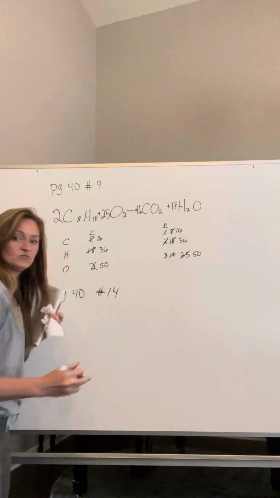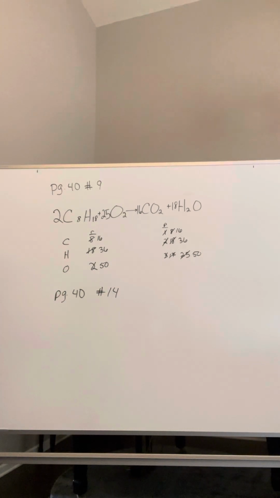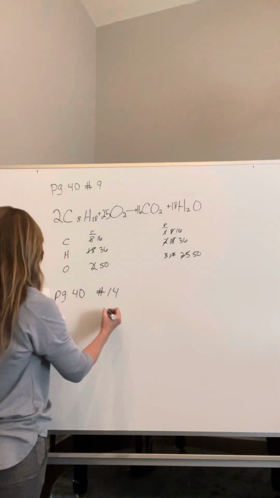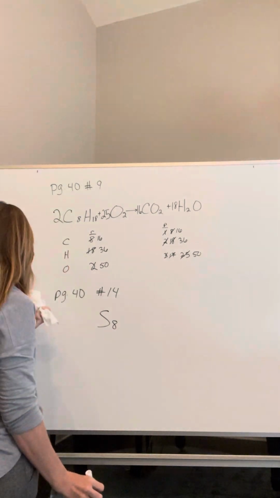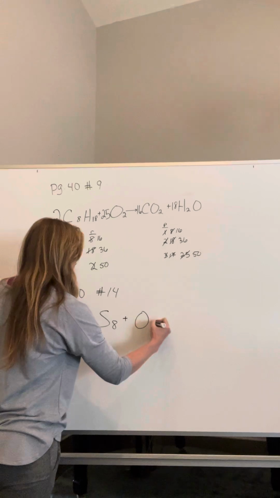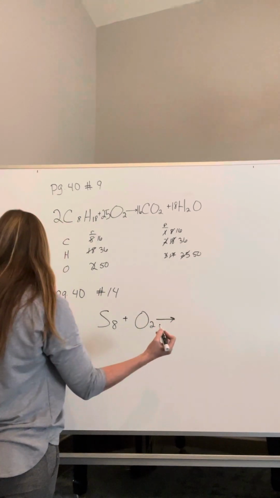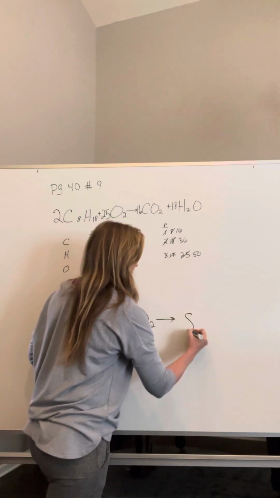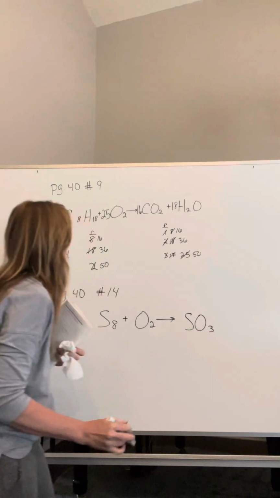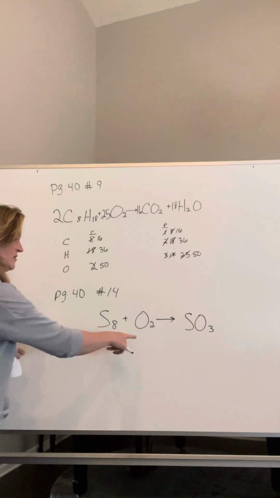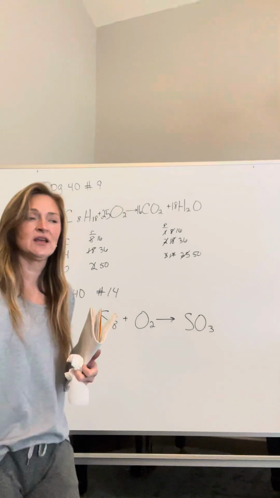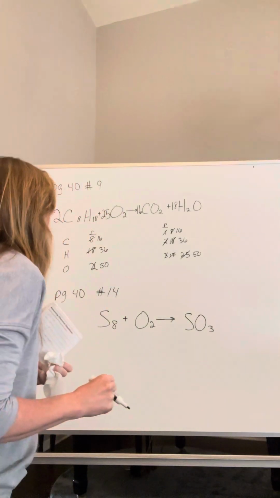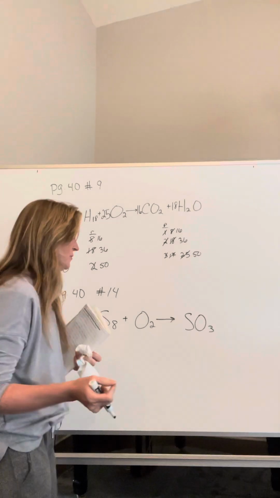Number 14. All right, so let's see here. This one is 8 sulfurs. Can I see it on the board? Yeah. 8 sulfurs plus diatomic oxygen yields SO3. All right, guys, so this one is also a combustion reaction, and it's also a synthesis reaction because you're taking 2 things and you're making 1. And it's also using oxygen, so that's what makes it a combustion.